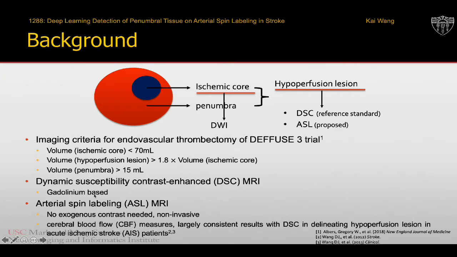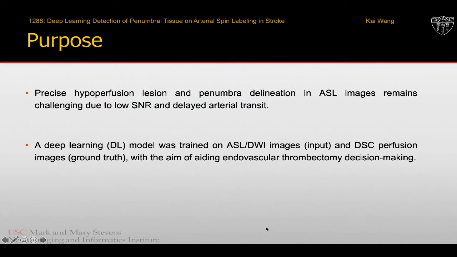However, it is gadolinium based, so it brings risk to some patients. On the other hand, the arterial spin labeling ASL MRI is totally non-invasive with no exogenous contrast needed. It provides CBF measurements, which provide largely consistent results with DSC in delineating hypoperfusion lesion in acute ischemic stroke patients.